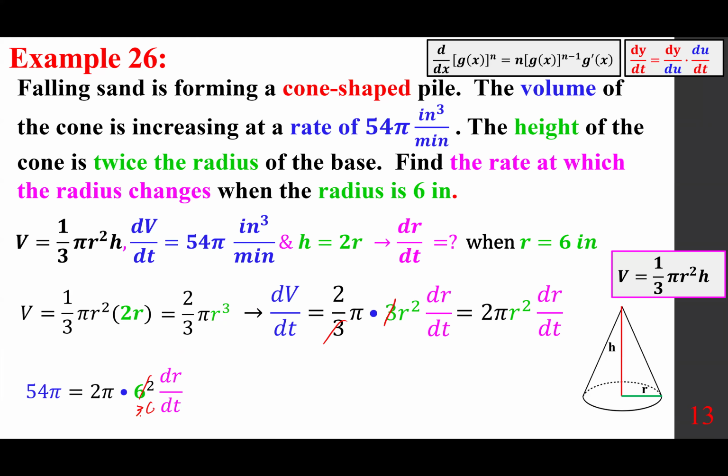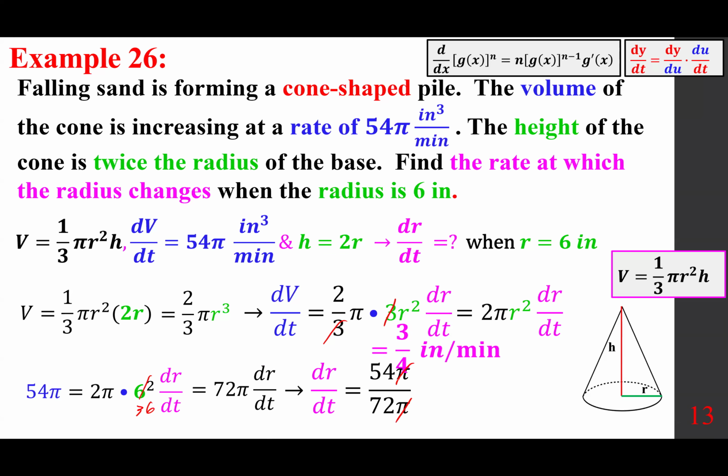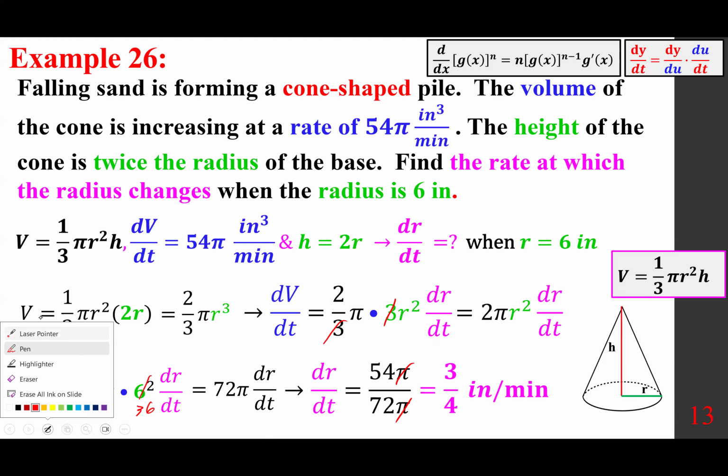This is 36 times 2 pi is 72 pi dr/dt, and dr/dt is the left side 54 pi divided by 72 pi. And these two cancel each other. The pi cancels out, and the two numbers have a common factor of 18. They get 3/4 of an inch per minute.